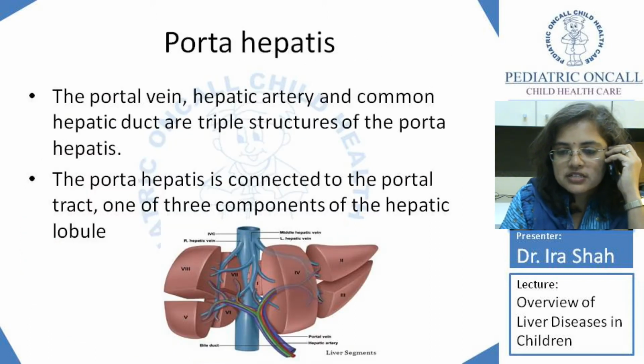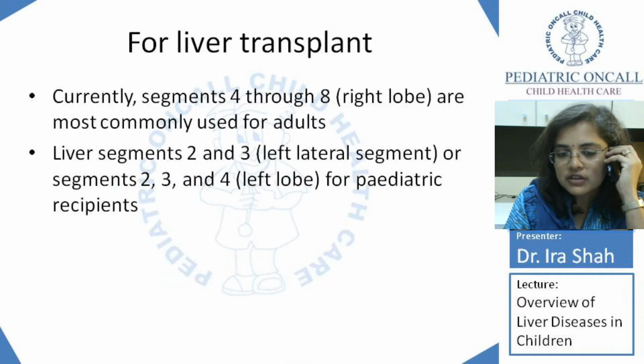Now the porta hepatis is the most important area of the liver, where the portal vein, hepatic artery and the common hepatic duct form the triple structures. So you have the portal vein supplying blood to the liver, the hepatic artery supplying blood to the liver, and the common hepatic duct which drains the bile from the liver. Now this is the most important part of the liver. This is the porta hepatis. Your congenital hepatic fibrosis starts here, and this is also a cause of pre-sinusoidal portal hypertension. So as I told you, for liver transplant the lobes and the segments are very important to know.